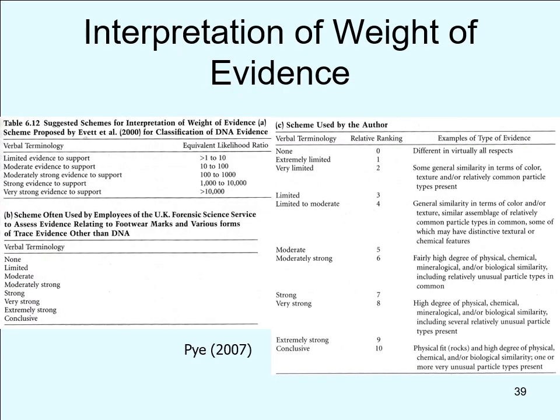And as I say, they've gone away from those statistical methods, and they're trying to give a bit more of a schematic, a weight of evidence scheme. So here's some examples from one of Pye's later papers, talking about limited to strong evidence to support, none to conclusive suggestions that they're similar, based on a ranking, maybe 0 to 10, and then our types of evidence. So things that are different to things that are very, very similar.